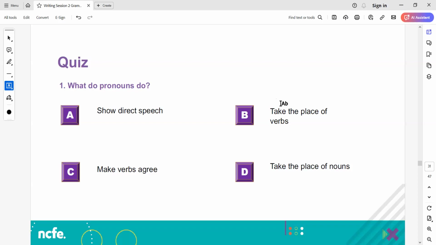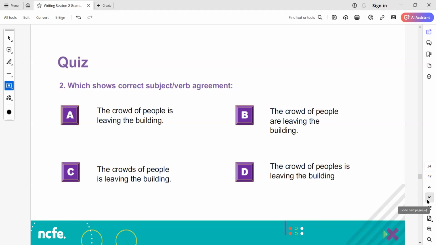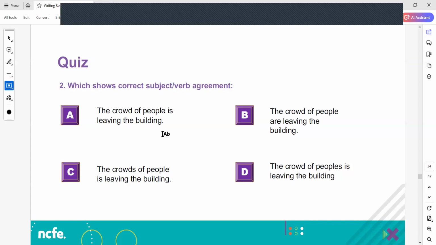Takes the place of noun. Good. So D, it takes the place of the noun. Well done. Which shows correct subject-verb agreement? The crowd of people is leaving the building. The crowds of people is leaving the building. The crowd of people are leaving the building, or the crowd of peoples is leaving the building. Yes, so A, the crowd, that's our subject, is leaving the building. It's a collective noun.